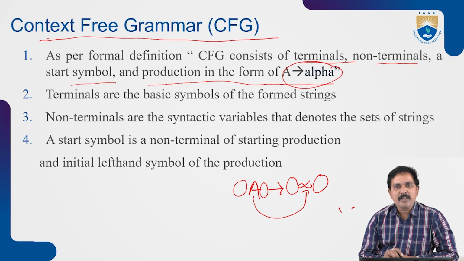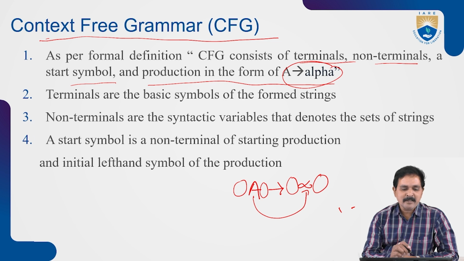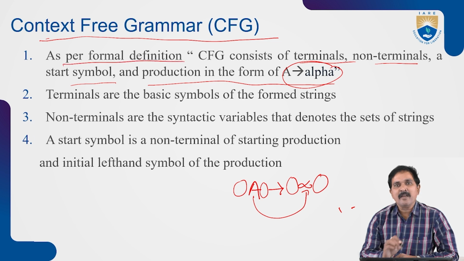Any production can be in the form of A implies alpha. It indicates that specifically there are no left and right context values for capital A. So that is the idea of context free grammar. The same thing is described in the formal definition.